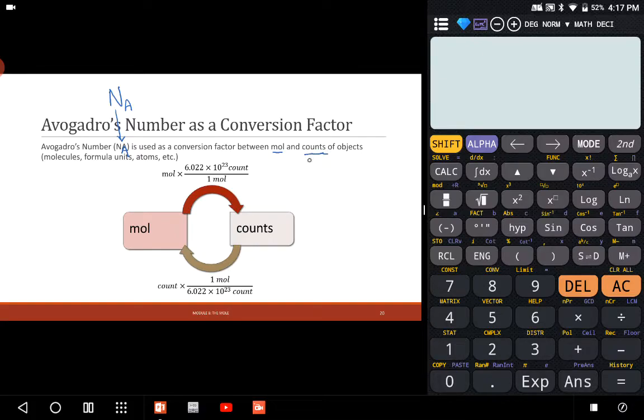Now, oftentimes it doesn't actually say the word counts. Instead, it says what it's a count of. And so you'll look for key terms like molecules, formula units, or atoms. And so those are keywords that tell you that it's a count of things. Those are objects.